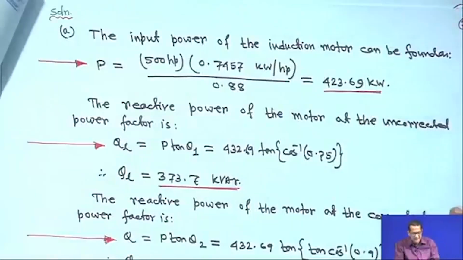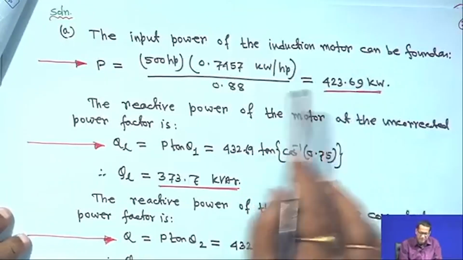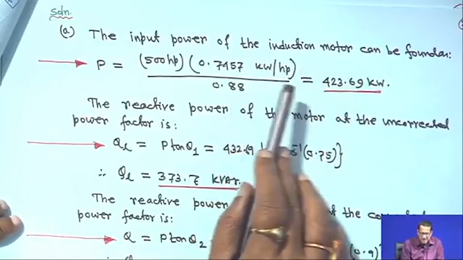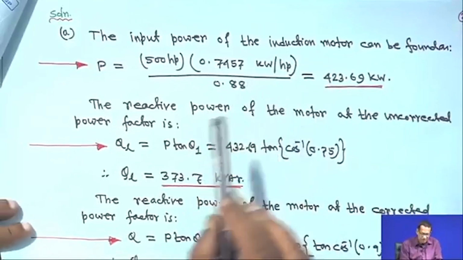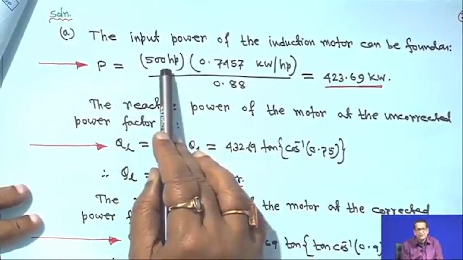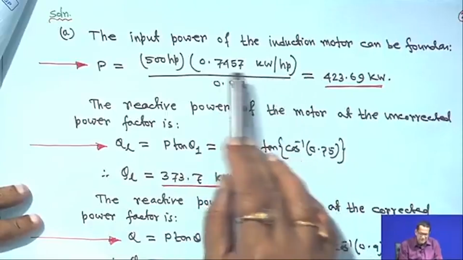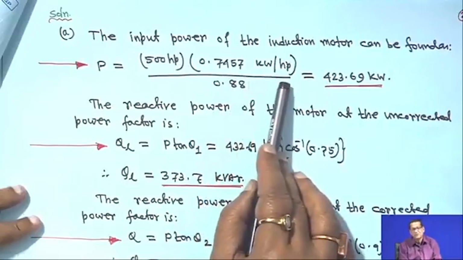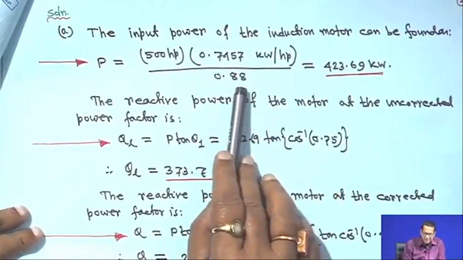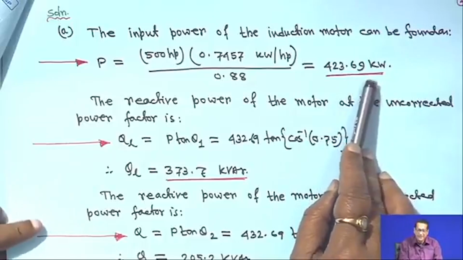First is the input power of the induction motor. Efficiency is given as 0.88, and 1 horsepower is equal to 0.7457 kilowatt. So, we are writing P is equal to 500 horsepower times 0.7457 kilowatt per horsepower divided by efficiency 0.88, which actually gives 423.69 kilowatt.